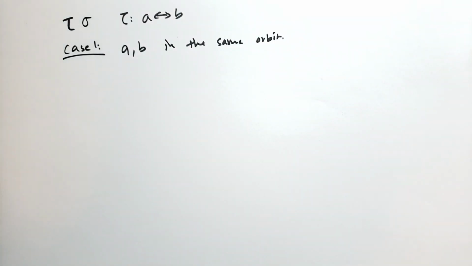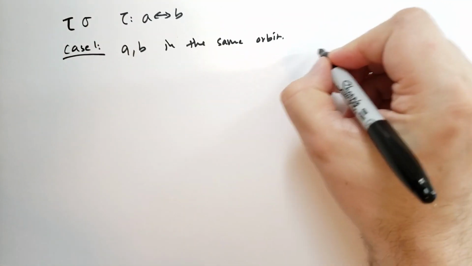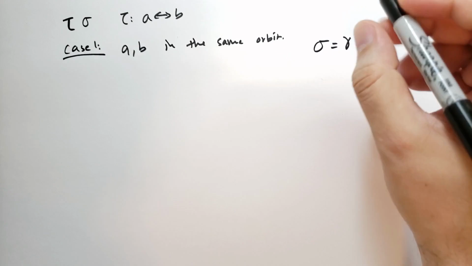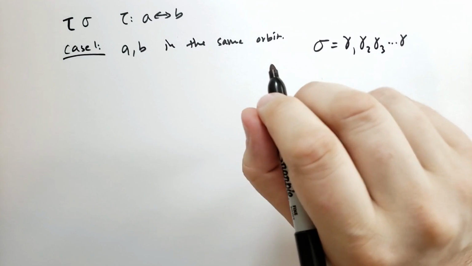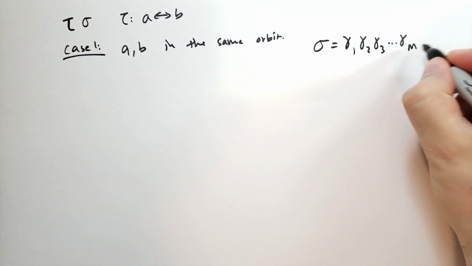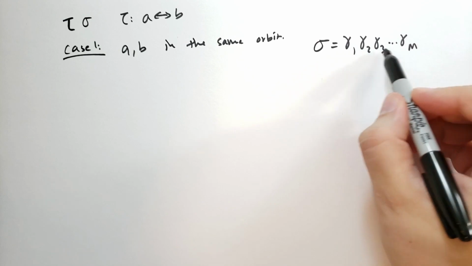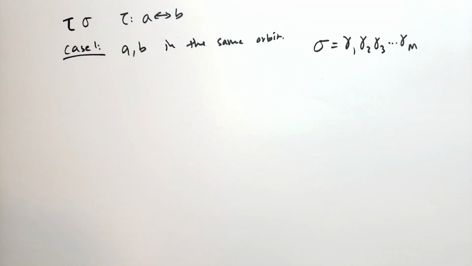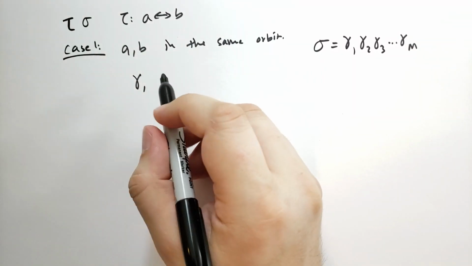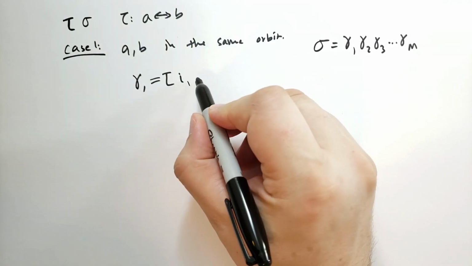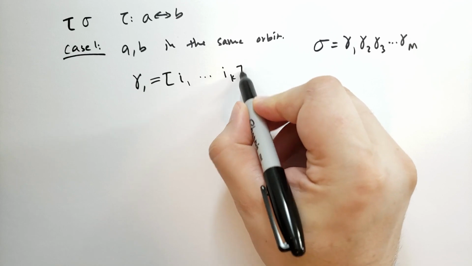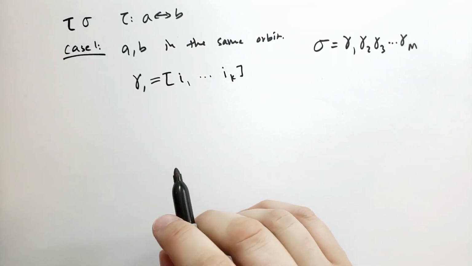What are you doing when you apply this transposition there, okay? So let's write down, we say that sigma can be decomposed into a bunch of gammas. So gamma 1, gamma 2, gamma 3, all the way up to some gamma m, right? Each of these are orbits, okay? So the question is, what happens? So let's suppose gamma 1 is that orbit that contains A and B, right? So gamma 1 is described by integers. It has numbers that go from i1 all the way to ik. So there are k integers in this orbit, okay?